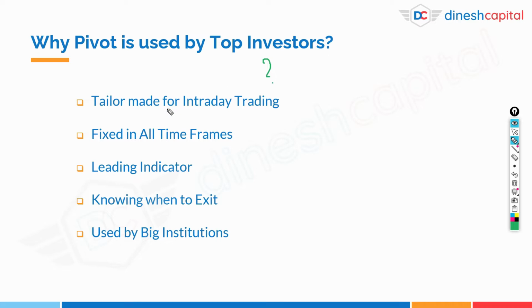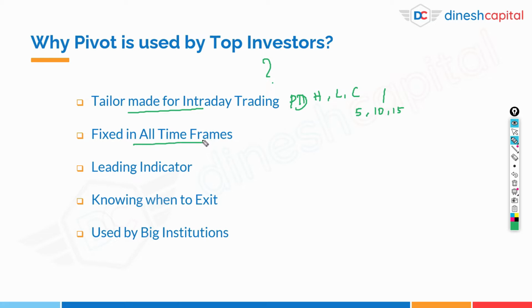Pivot points are tailor-made for intraday trading because in the CPR formula, previous day high, low and close is used to calculate the current day pivot levels. Since it is applicable for only one trading day, it becomes very specific. So it is best suitable for intraday traders who use short time frames like 5, 10 and 15 minute time frames.